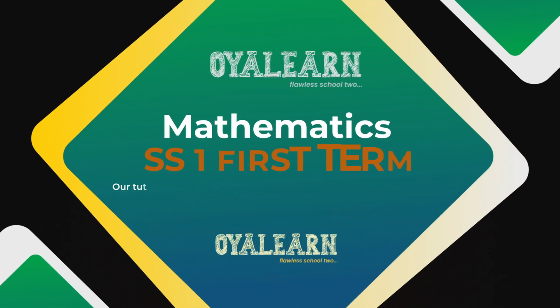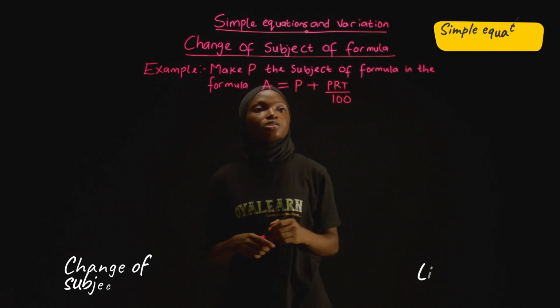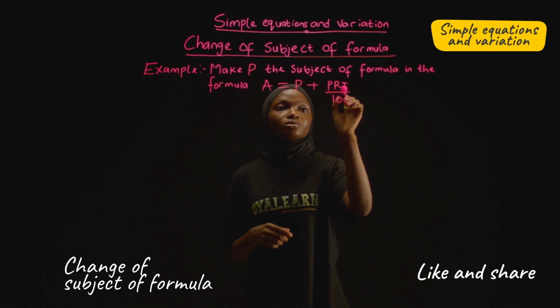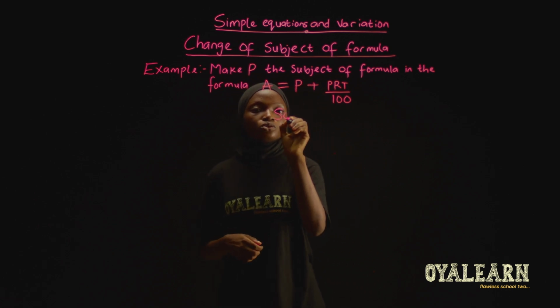Example: make P the subject of the formula in the formula A equals P plus PRT over 100. Solution.